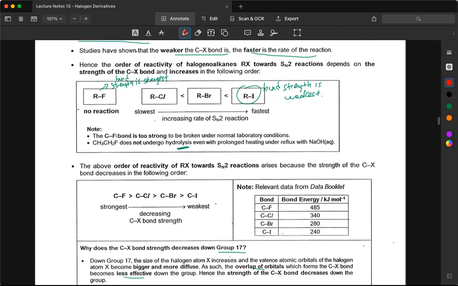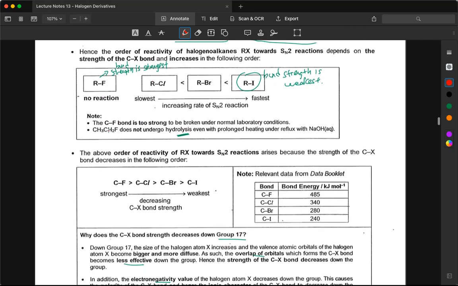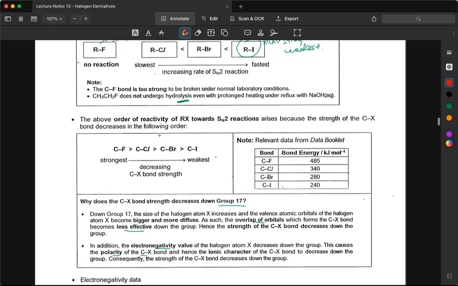The C-F bond is too strong to be broken under normal lab conditions. It can be broken, but it needs to be carried out at extreme conditions. So fluoroethane does not undergo hydrolysis even with prolonged heating under reflux with sodium hydroxide solution.